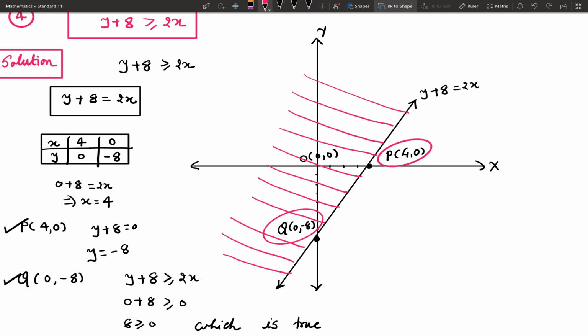Now we select the point origin. By the coordinates of the origin, we try to check the inequality. In this example, 0 comma 0 satisfies the given inequality. Hence, the closed half plane of the line containing the point 0, 0 is the solution set.